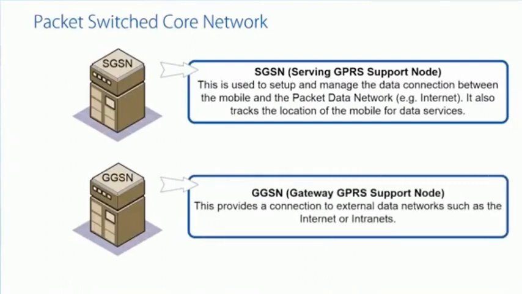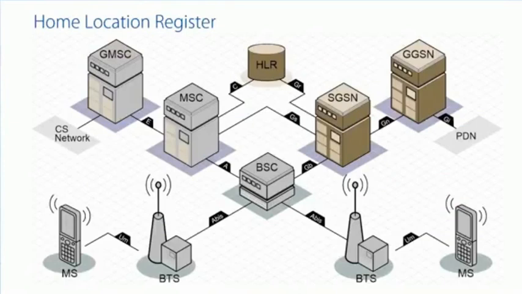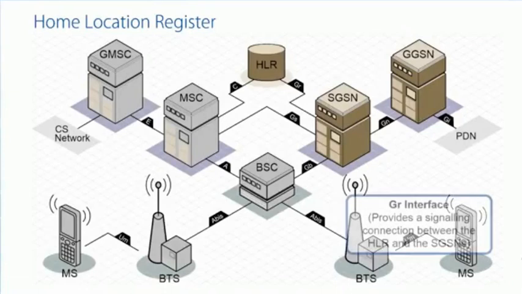The final element is the GGSN, the Gateway GPRS Support Node, and this enables us to connect out to external data networks, typically the internet, but also corporate intranets. Once again, the packet switch core network will also interconnect to the Home Location Register, this master database which contains subscription information about all subscribers. Again, this is connected via an interface termed the Gr.